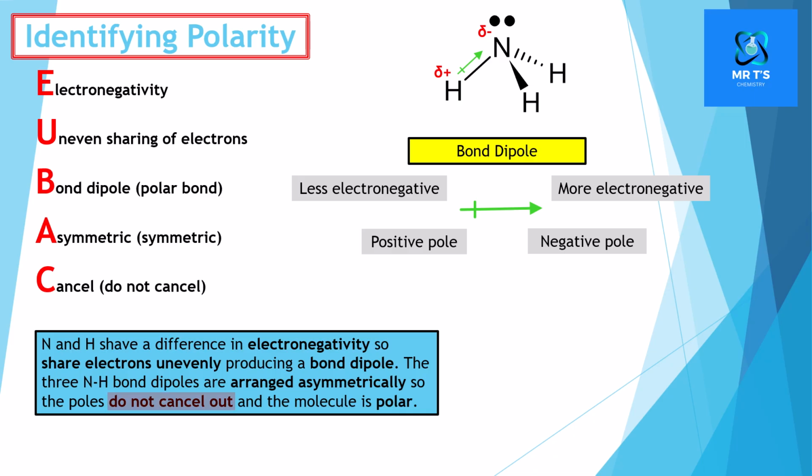So what doesn't cancel out? The bond dipoles. You never say it's the polar bonds that don't cancel out, because it's actually the bond dipoles that don't cancel out. It's those charges. And therefore the molecule is polar. Now a key mistake that students often make here is they say this molecule is asymmetric, therefore the polar bonds don't cancel out. Well, that is kind of true, but it's not precise.